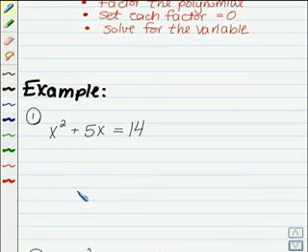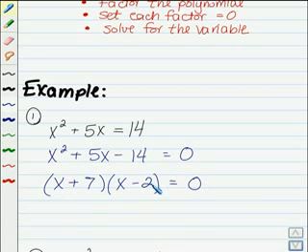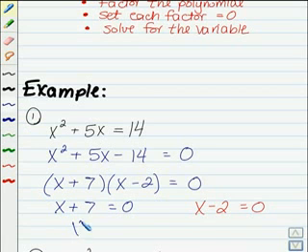In this first example here, we want to start by setting it equal to 0, which means we need to subtract 14 from both sides. When we do, we'll have an equation that looks like this. Then we want to focus here on the left side, and we want to factor that. When we factored this trinomial that we have here, we're going to get x plus 7, x minus 2. Then we'll take each of these two factors, x plus 7 and x minus 2, and we'll separately set each of those equal to 0 and then solve for x.